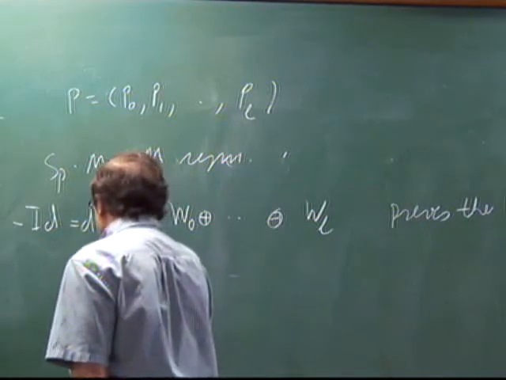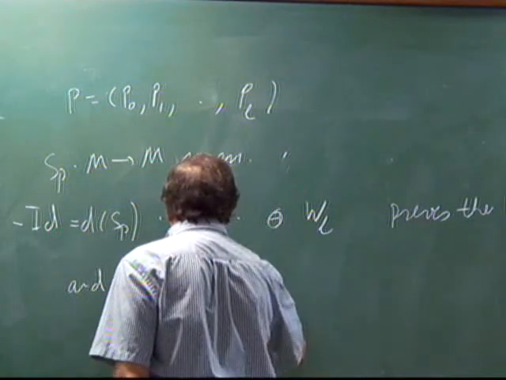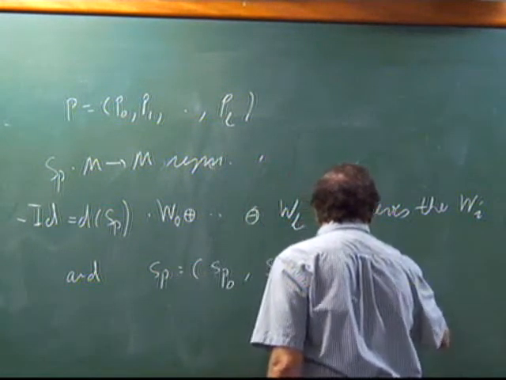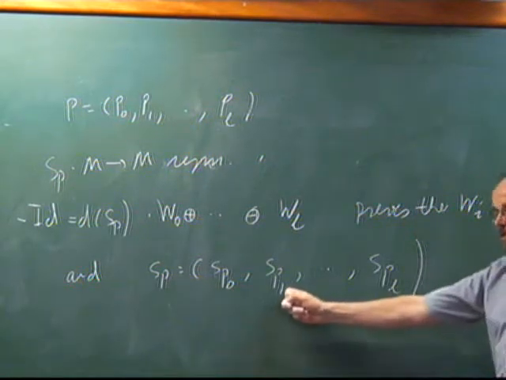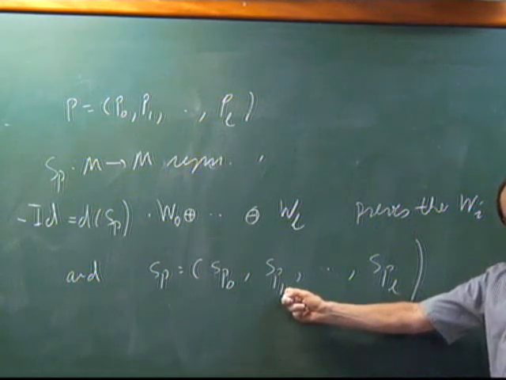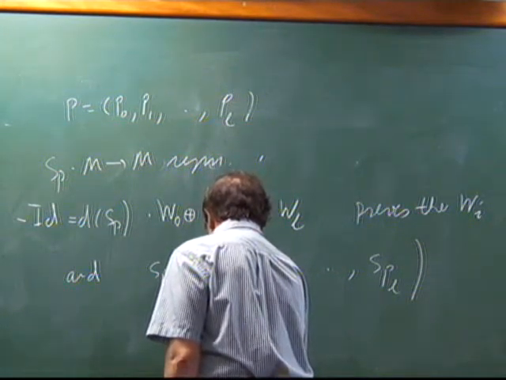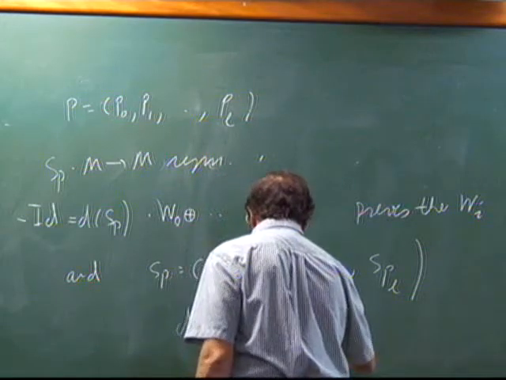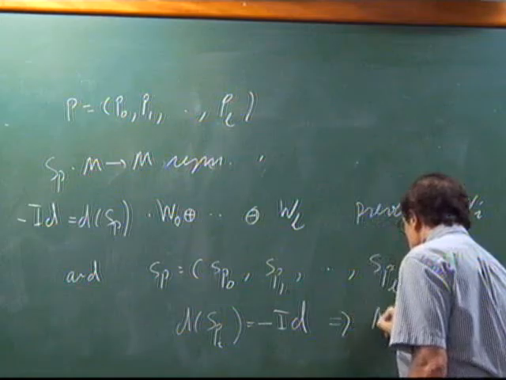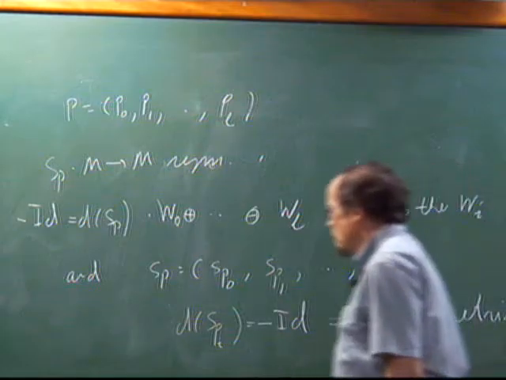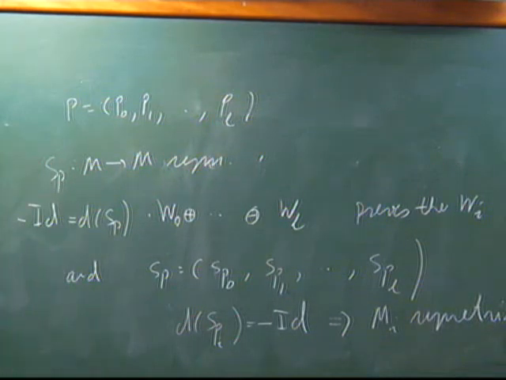And hence, I can write SP as SP0, SP1 up to SPL, where each one is the component of the isometry which preserves the ith factor. And of course, then the derivative of SPi is again minus identity. And this implies that Mi is symmetric. Okay, that's it. So each factor is symmetric, and by construction, because Kx irreducible W is an irreducible symmetric space.